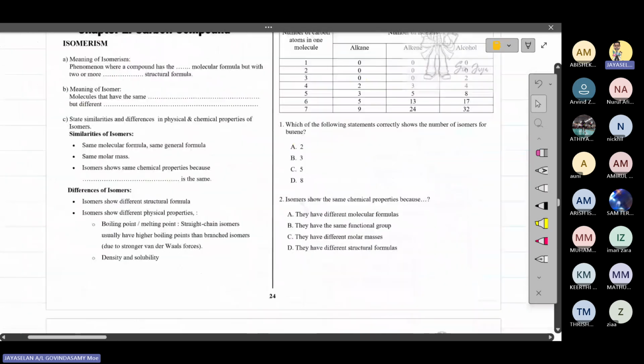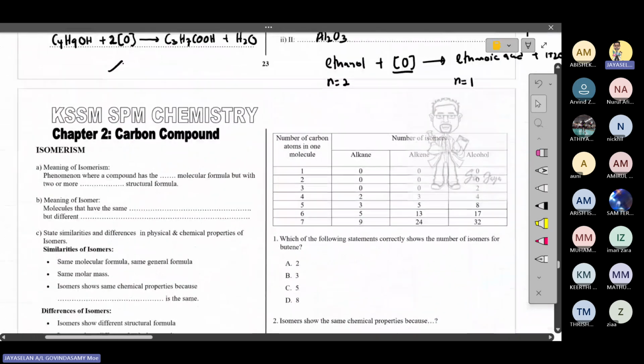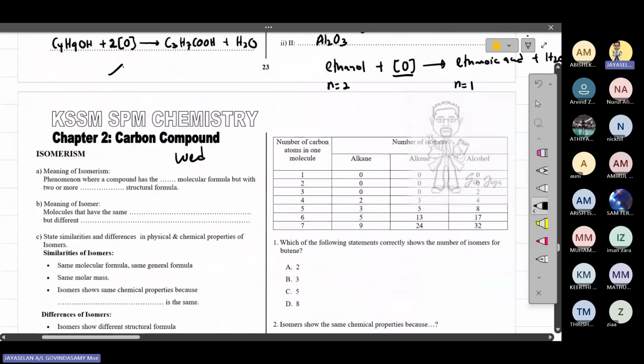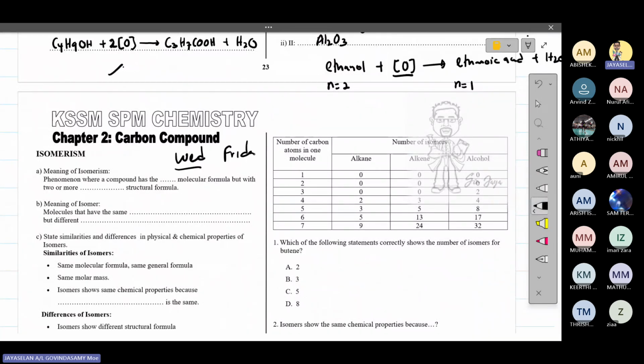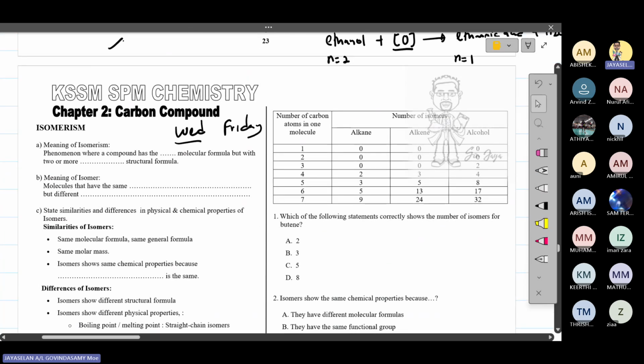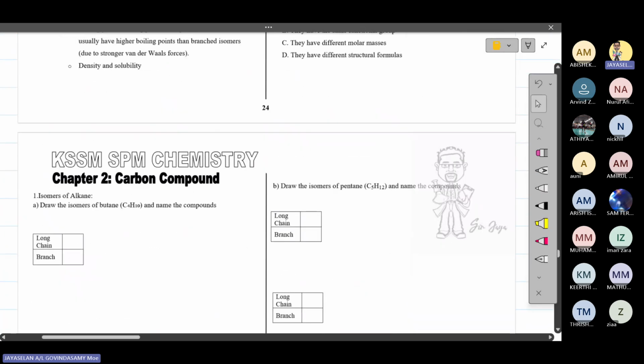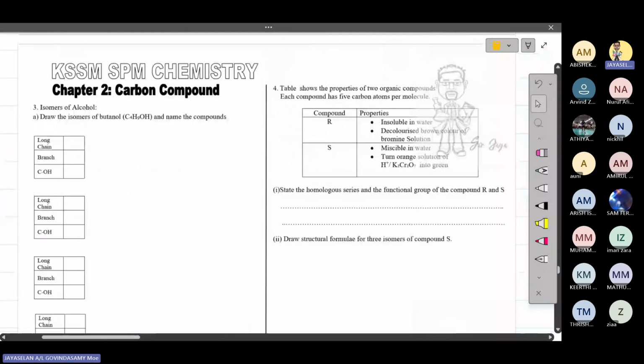Okay, so next week, Wednesday. I will do Wednesday and Friday next week. I want to finish up chapter 2. So after school opens, chapter 3, chapter 4, chapter 5 will be easy for me. So try to go through all of these.